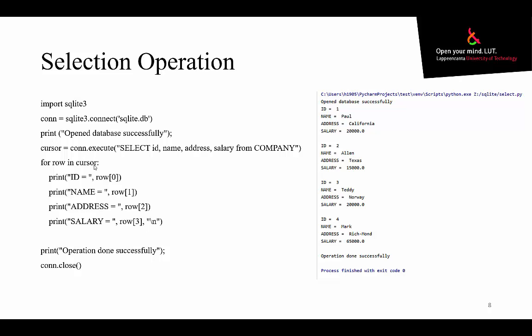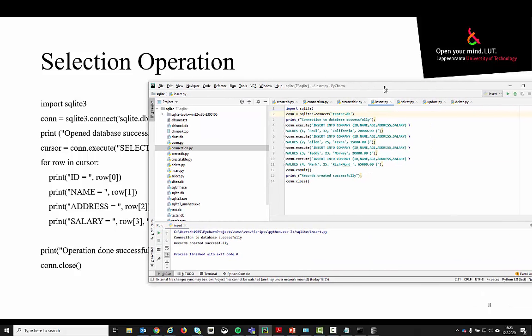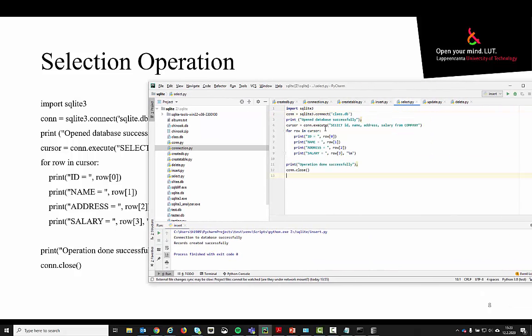And now using the cursor, what we execute here is basically to select the ID, name, address, salary from the company table, and we use a for loop here to select all the rows in the table and print that out. As you can see, that comes in here showing ID1, ID2, ID3, and ID4. These are the four rows that are there, and it shows you that this is done successfully. You can see that from here.